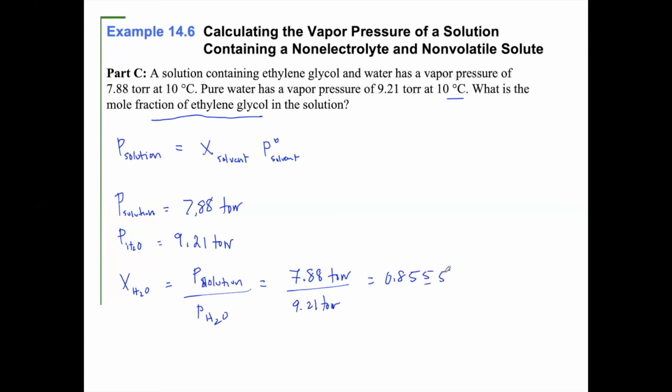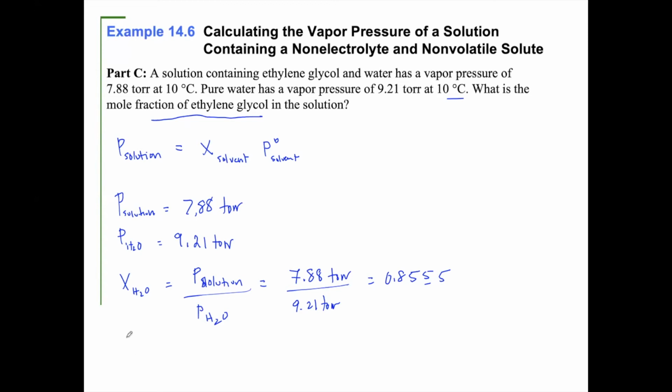Okay, underlining the least significant digit. So the mole fraction of water is 0.8555. Are we done? No, we're not. There's one last step because we're being asked to find the mole fraction of ethylene glycol. Remember, just like all percentages add up to 100, all fractions have to add up to 1.